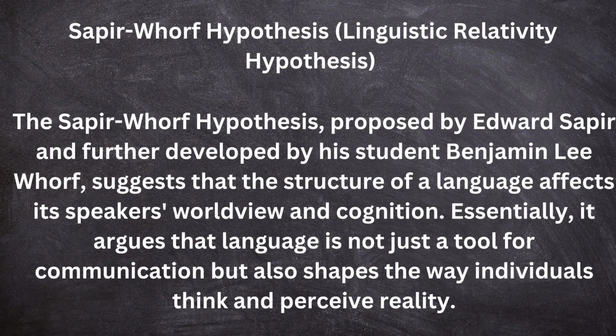For example, the Inuit language has multiple words for snow, which reflects its environment, and time perception also differs in languages with distinct time-related vocabulary. This hypothesis overemphasizes language's impact on thought, and some modern studies suggest a bidirectional relationship between language and thought. So in short, the Sapir-Whorf hypothesis suggests that the structure of a language can affect its speakers' worldview and cognition. Essentially, it argues that language is not just a tool for communication, but also shapes the way individuals think and perceive reality.